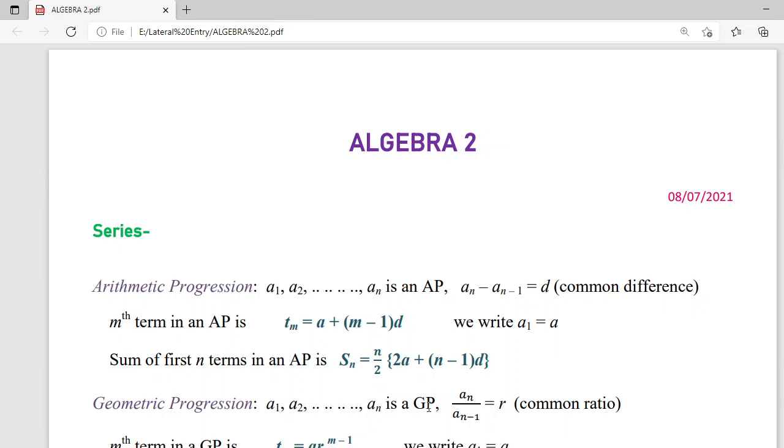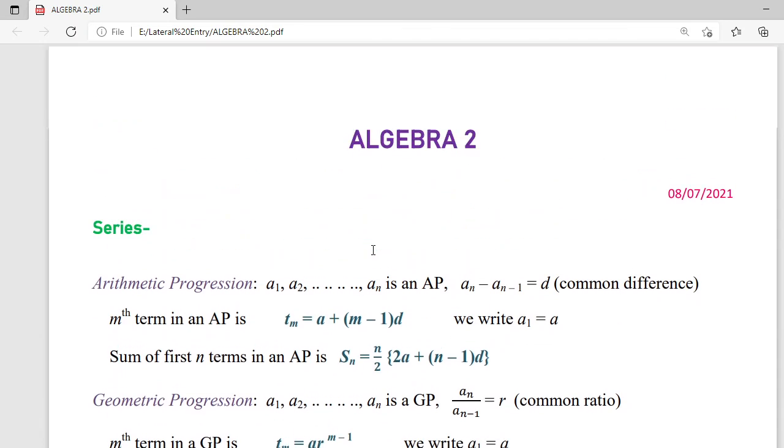The previous video I have posted is about algebra 1. I included there complex numbers, then some equations problems and logarithm problems. Very simple problems that you have got. Actually, I have seen the previous question papers, and according to that, I am preparing these questions.